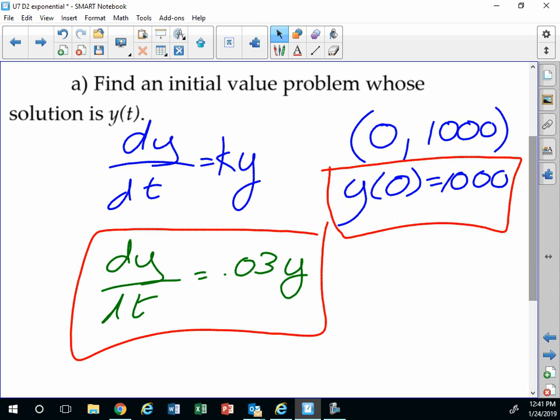Would it not be like 1.031? No. It's not. Not for these.